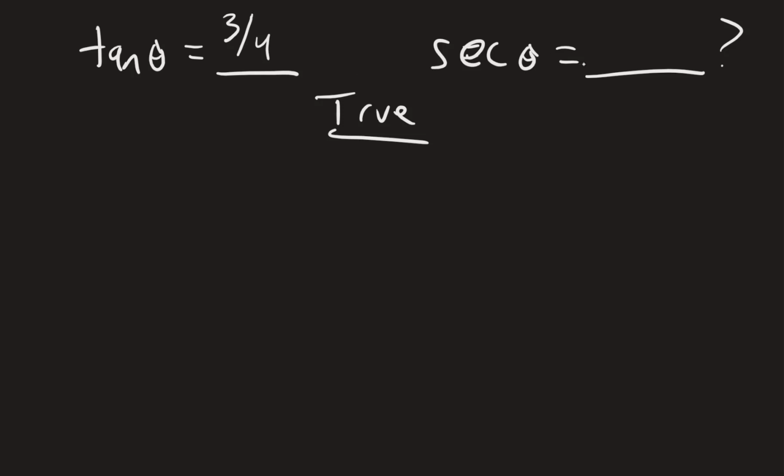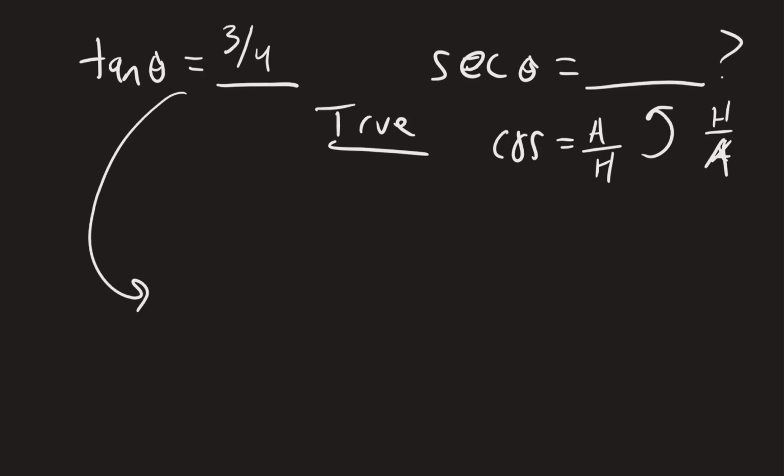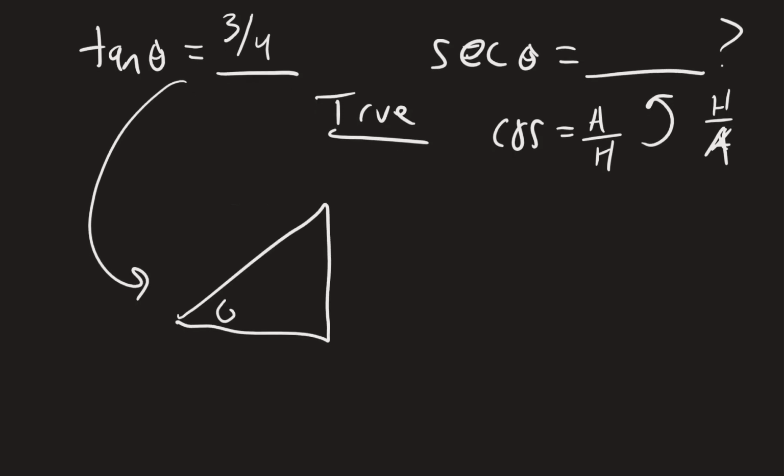If you knew this, could we find that? Well, secant from SOHCAHTOA, cosine is adjacent over hypotenuse. So secant would be hypotenuse over adjacent. And I could take this information, I could plug it into a right triangle. I could label the opposite as 3 and the adjacent as 4, and then I could use Pythagorean theorem to figure out the third side.